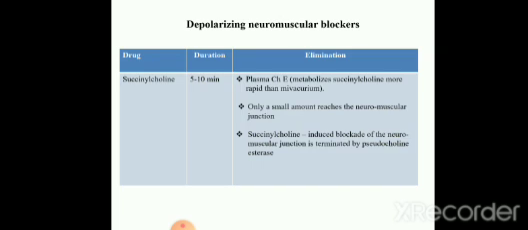Students should remember that succinylcholine is not metabolized by the liver or kidney. Mostly the metabolism of succinylcholine occurs through an enzyme. That enzyme is plasma cholinesterase. Not acetylcholinesterase, it is plasma cholinesterase which is required for the metabolism of succinylcholine.